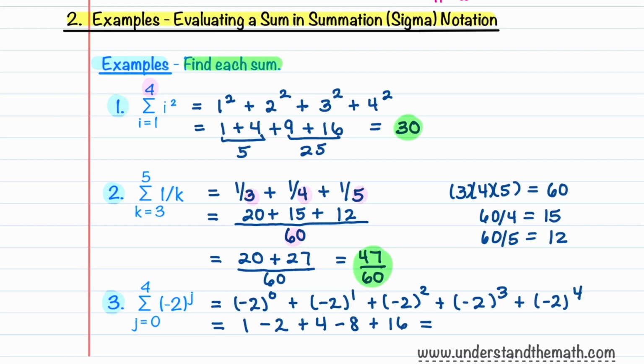Let's now add these up. I'm going to add the positive ones and the negative ones. So we have 1 plus 4 plus 16. That's going to be 21. And then we're going to subtract off our negative terms, 2 and 8. So that's a minus 10. And that gives us an answer of 11.